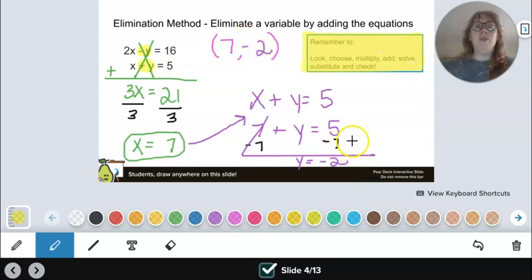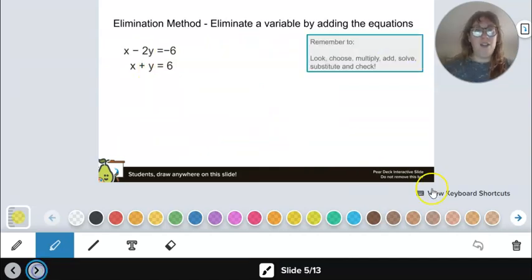7 plus -2, that does equal 5. 2 times 7 is 14, minus a -2 is 14 plus 2, which does equal 16. It works for both of our equations. It is the solution to the system. Push ahead to slide 5.